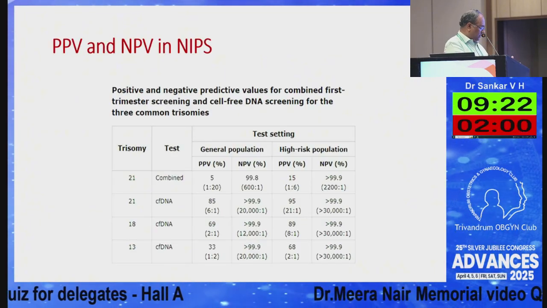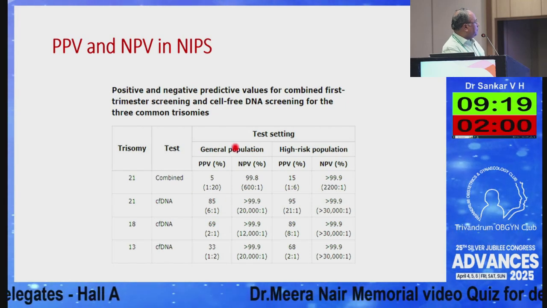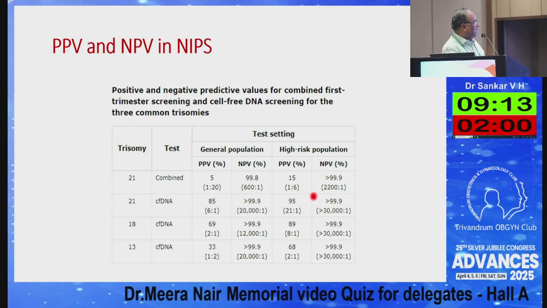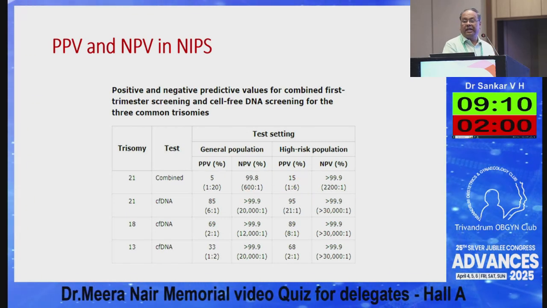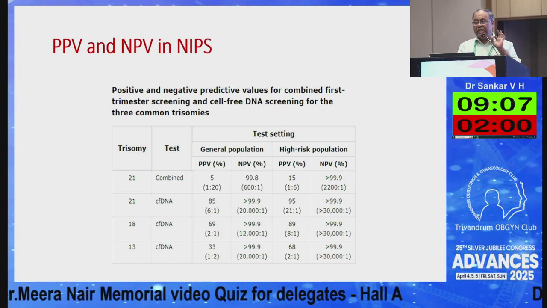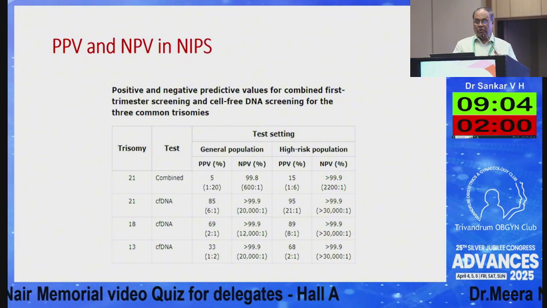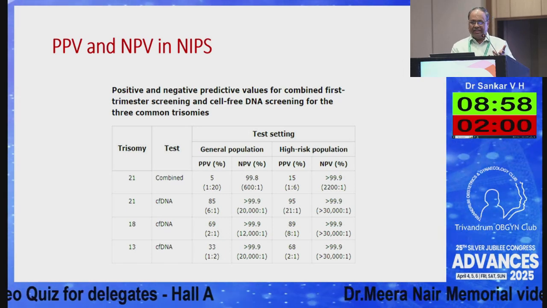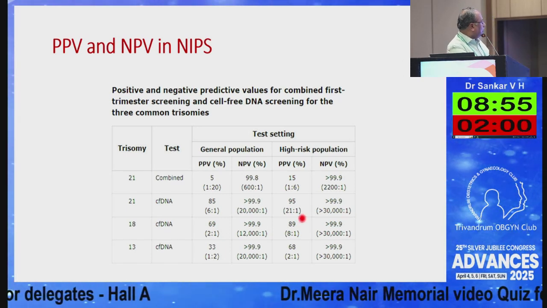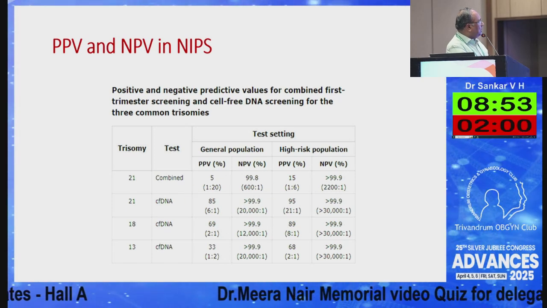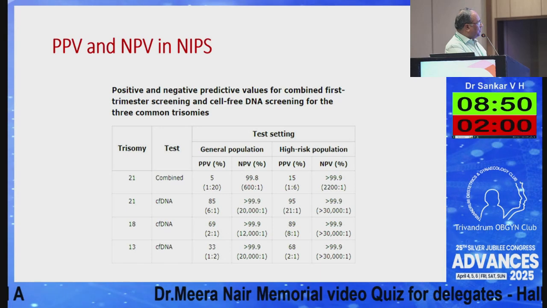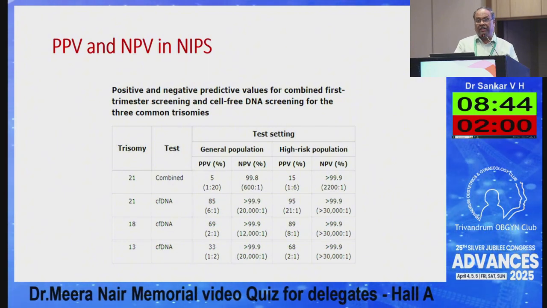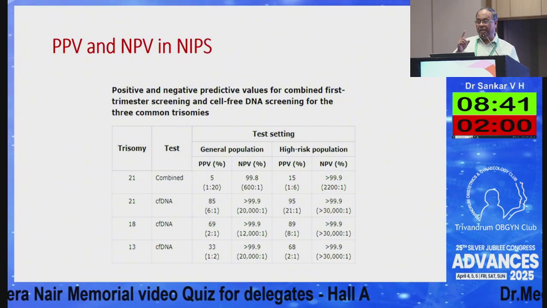So here you can see that for trisomy 21 combined screening in the general population, the positive predictive value is 5% with a negative predictive value of 99.8%. Here it is 15% and more than 99%. So the negative predictive value is more than 99.9%, which means a negative result is reliable even in a reasonably high-risk patient. Whereas the positive predictive value here is only 5%, which is 1 in 20. That means you have to do 20 amniocenteses to identify one. So amniocentesis indications and procedure rates will significantly come down if you are using NIPT.